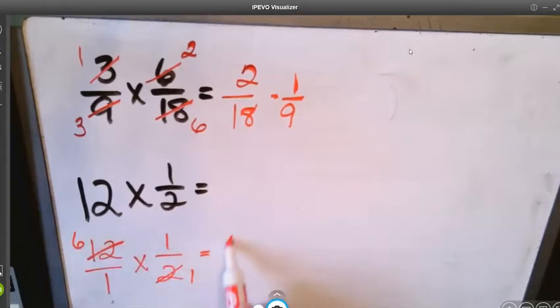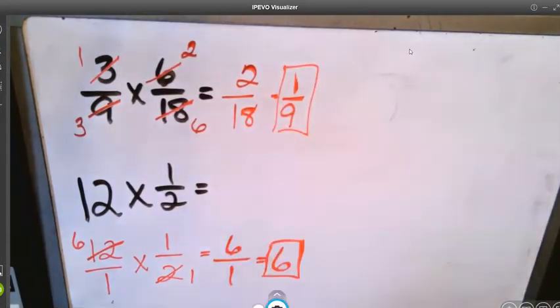6 times 1 is 6. 1 times 1 is 1. And that is the same as 6. Okay? Remember, if you write 6 over 1, that is going to be marked wrong. That's an improper fraction. And so we don't want an improper fraction when we multiply. So make sure you box in your answers there.